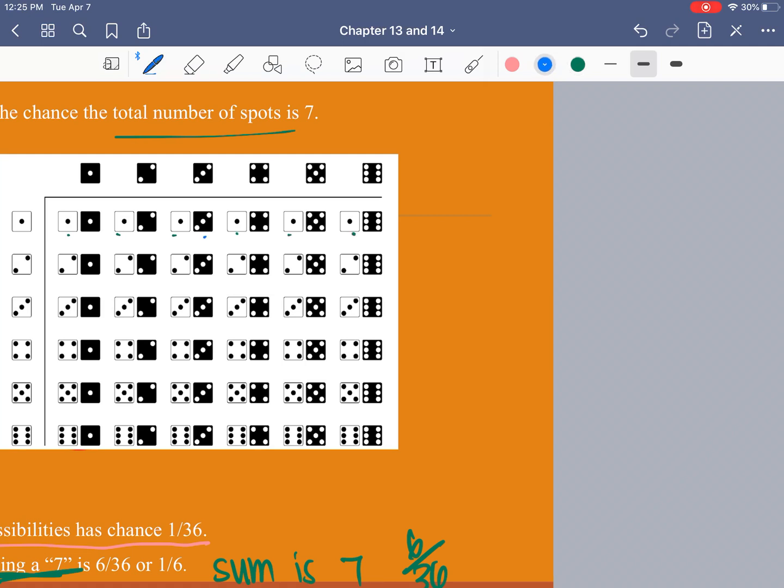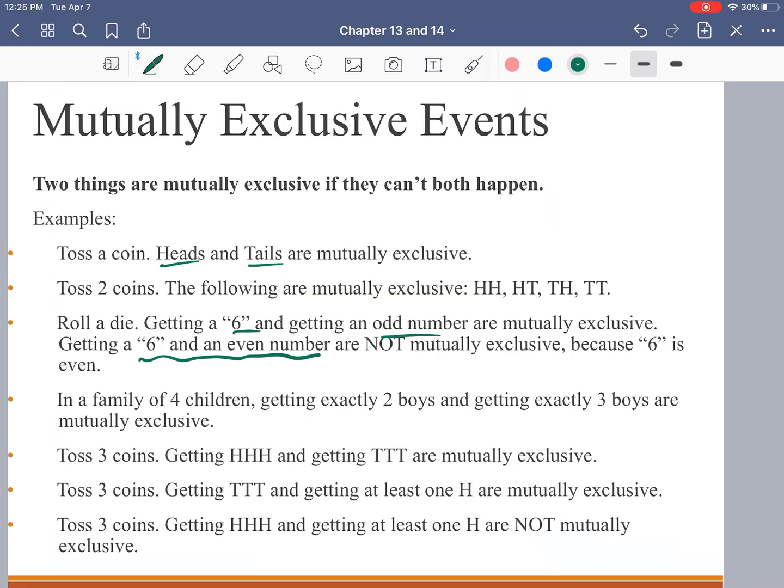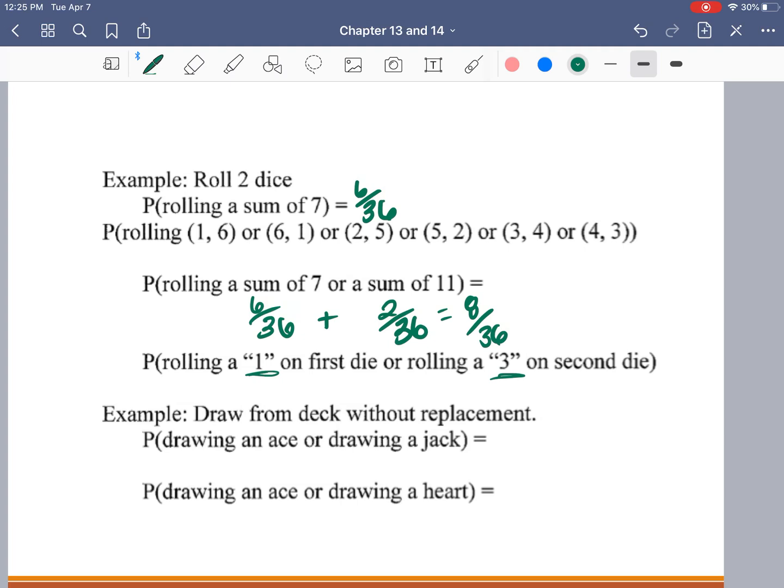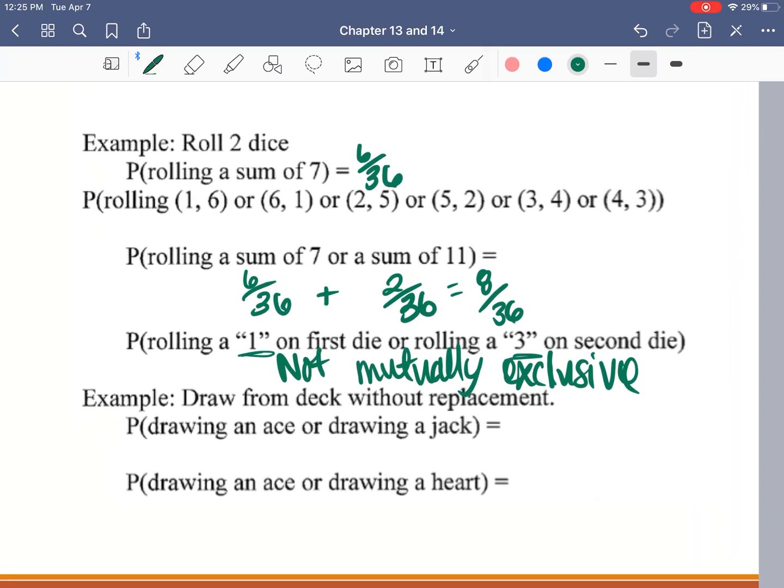1 on the first die, 3 on the second die. These are not mutually exclusive because my blue and my green happen at the same time. So it's possible to roll a 1 on the first die and a 3 on the second die, so they're not mutually exclusive. So you can calculate the probability of that, but that's more complicated than we're going to do in this class. So we just write not mutually exclusive, since they can happen at the same time. So we're not going to calculate that.